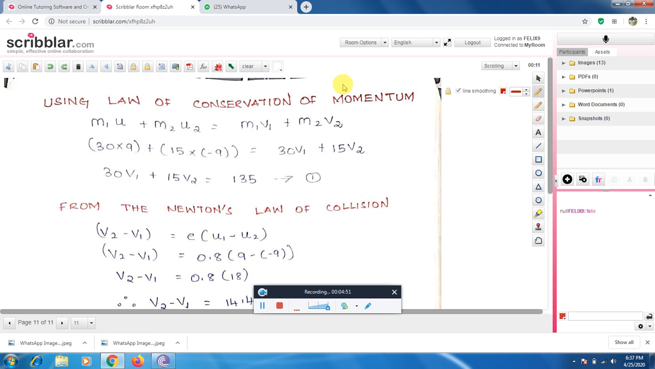In the 4th unit you have three important topics, as well as friction. One is work energy, D'Alembert's principle, and this law of conservation of momentum, that is collision, and another is friction.